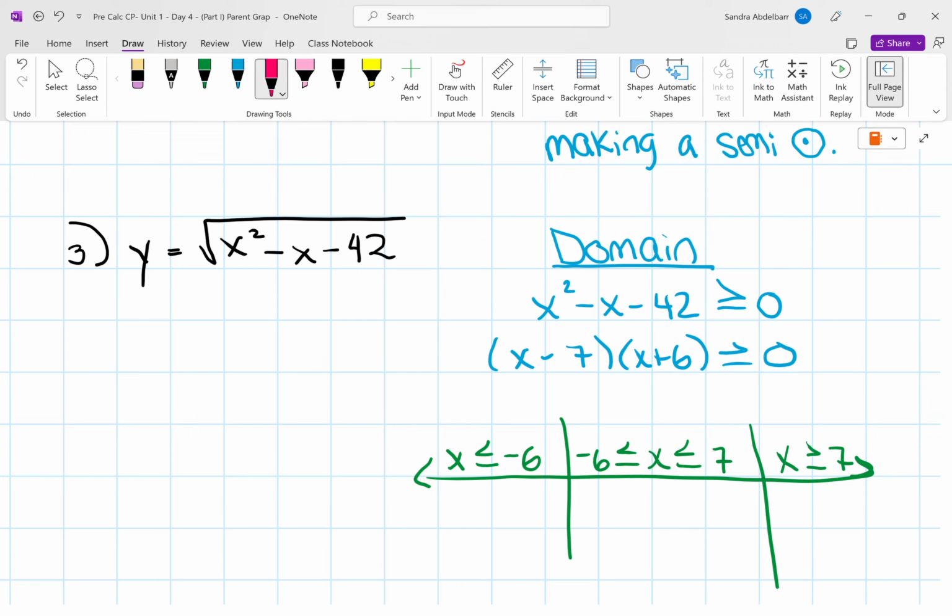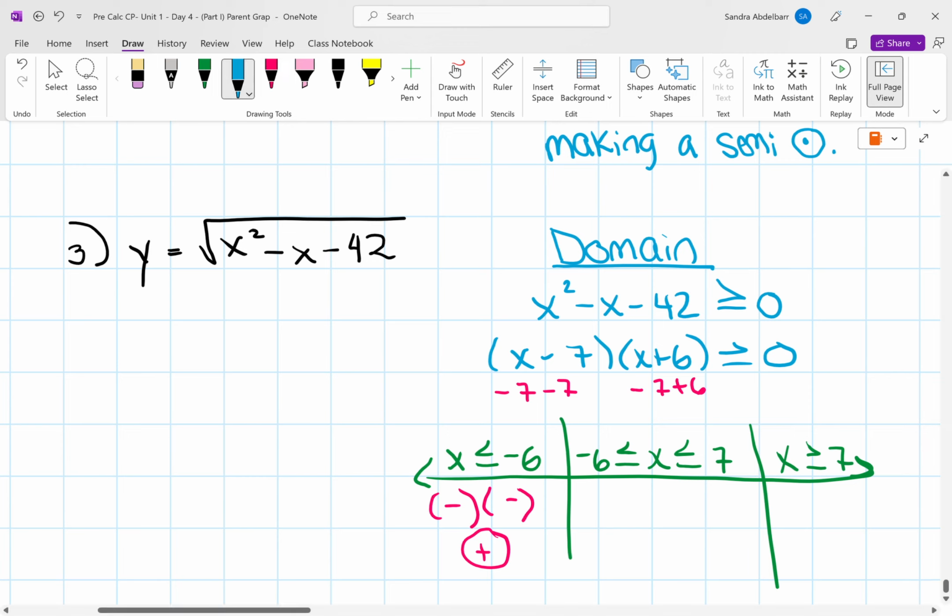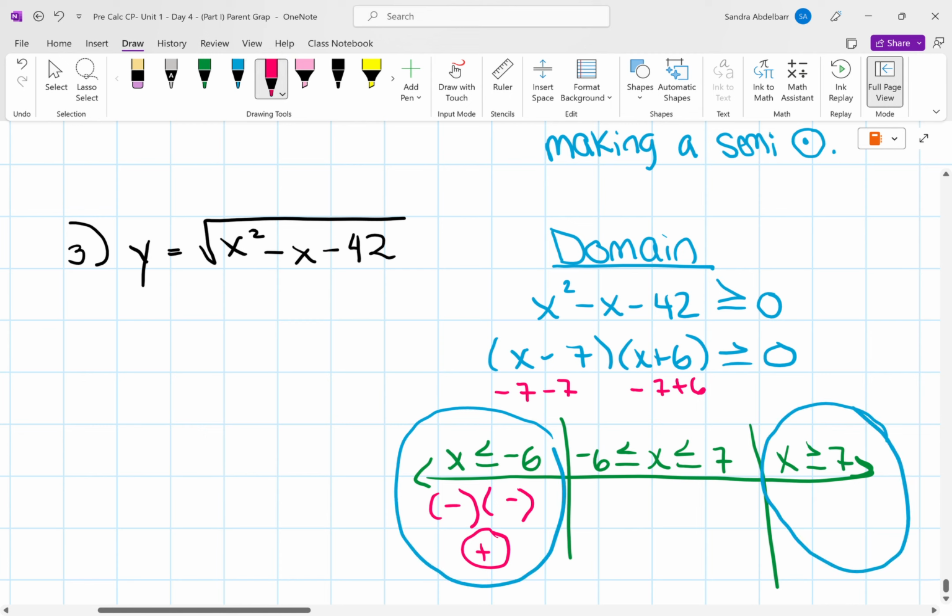All right, first number I'm going to test is less than negative 6. I will use negative 7. Negative 7 minus 7, do we all agree that's negative 14, so that's negative? And then negative 7 plus 6, that's negative 1. A negative times a negative is a positive. So if the first region works, what else is going to work? And what's not going to work? The middle one is out.